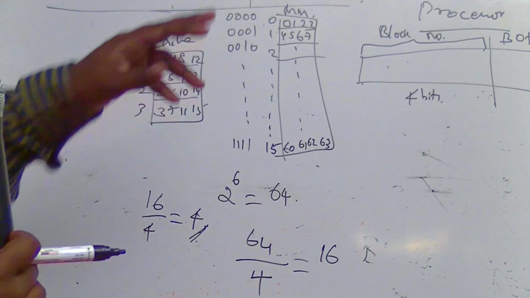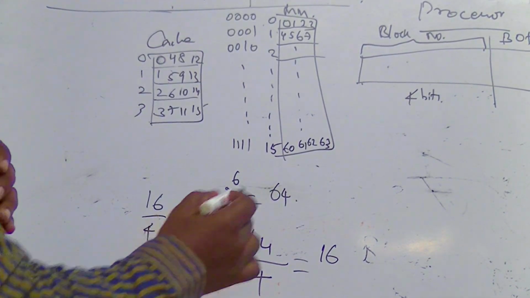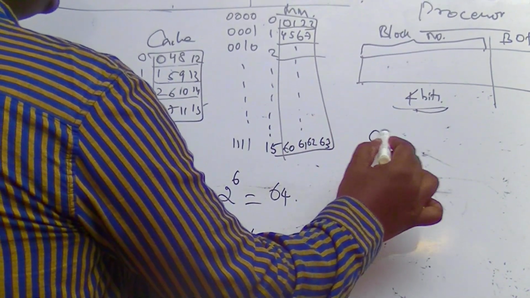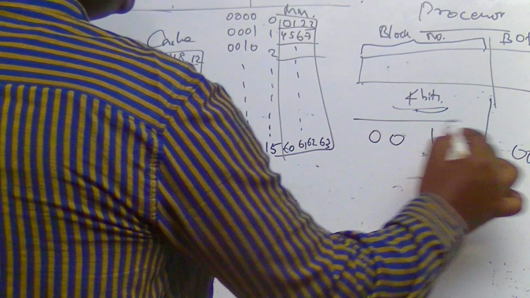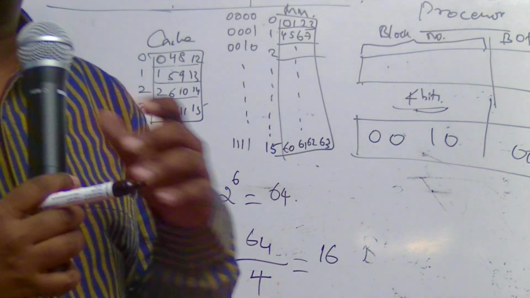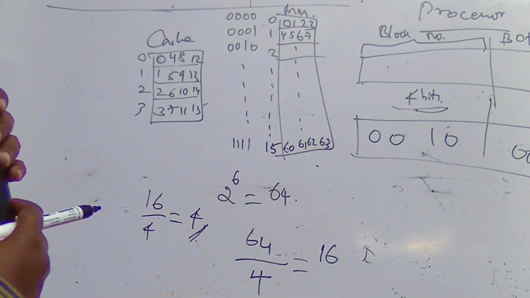So this is how it will be arranged. This is the block number. The block number is 4 bits. For example, if you are putting 001000, this is the processor address length. If you consider this is the processor address length, how are we going to make it?